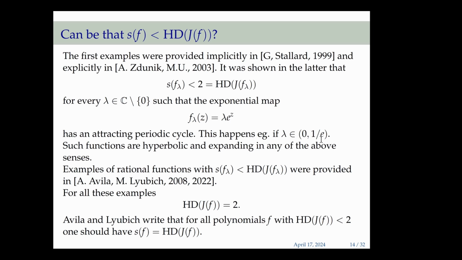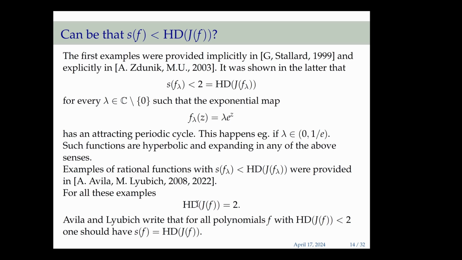So for rational functions, the issue was more subtle, and I think the first examples of rational functions for which the dynamical fractal characterizations of the Julia set are smaller than the Hausdorff dimension of the Julia set were provided by Artur Avila and Mikhail Lyubich in 2008 and then 2022, and okay, for some Feigenbaum maps. But for these examples, we always have that the Hausdorff dimension of the Julia set is equal to 2. Just by the way, for the exponential function, the Hausdorff dimension is 2. This is the McMullen result already from 1985.